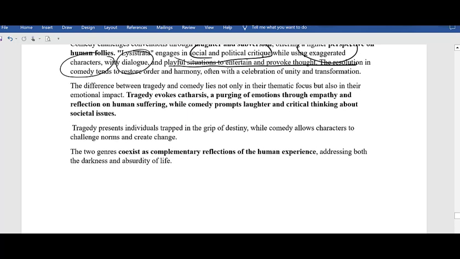Now, the difference between, since the question asks you what is similar and what is different, don't skip a part of the question because that would also have a separate weightage. The evaluator will look at whether you've answered both the parts of the question. So don't forget to answer the second part of the question, which talks about whether these are different. So tragedy evokes catharsis. It leads to purging of emotions, it brings empathy, it brings fear, it brings a greater understanding towards human suffering. However, comedy prompts laughter and critical thinking.